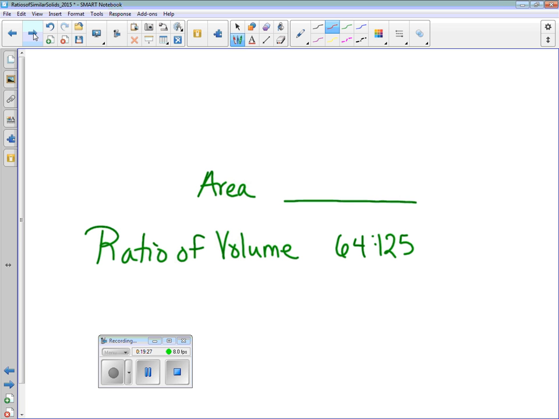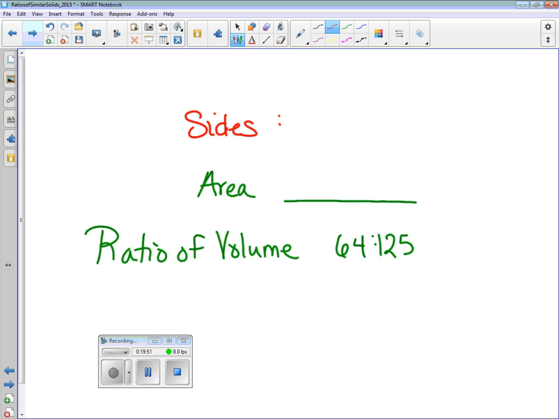What did I do to get from the area to the sides? I took a square root. What am I doing from the volume to the sides? Cube root. Okay. What's the cube root of 64? No. The cube root. 4 times 4 times 4 is 64.